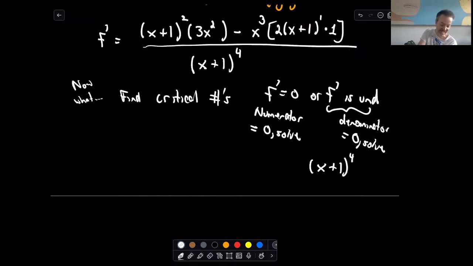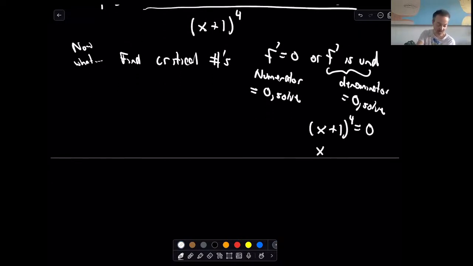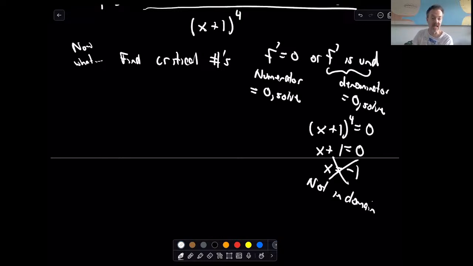So if we take the denominator and set it equal to 0, that's x plus 1 to the, I'm going to do the easy part first, x plus 1 raised to the 4th. That means x plus 1 would have to equal 0, or x would equal negative 1. But notice that's not a critical number because it's not in the domain, but I'm still going to use it for purposes of increasing and decreasing.